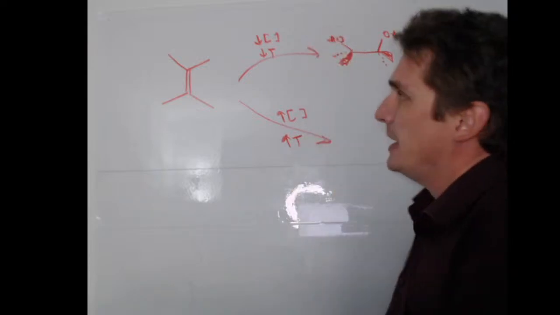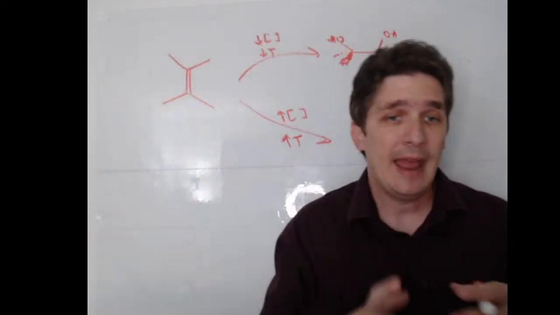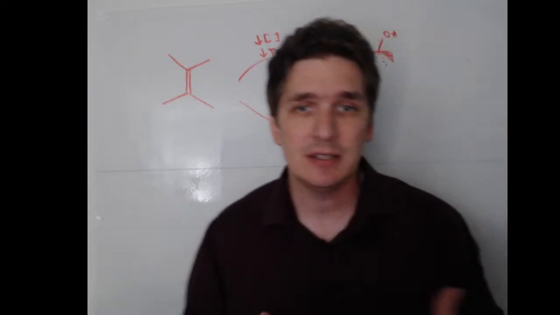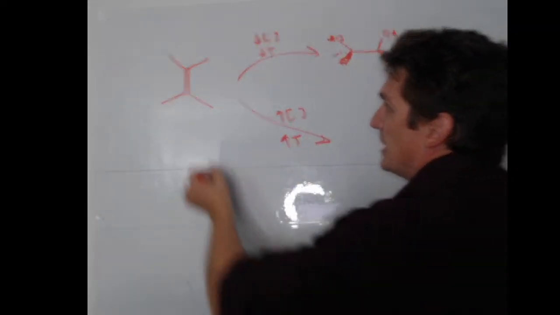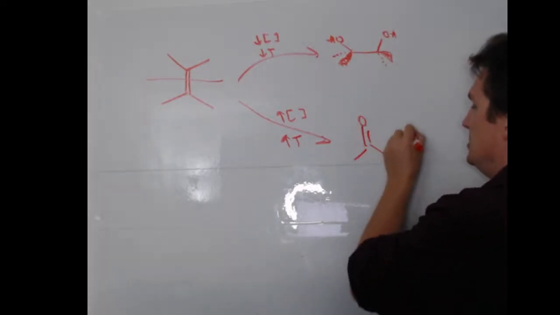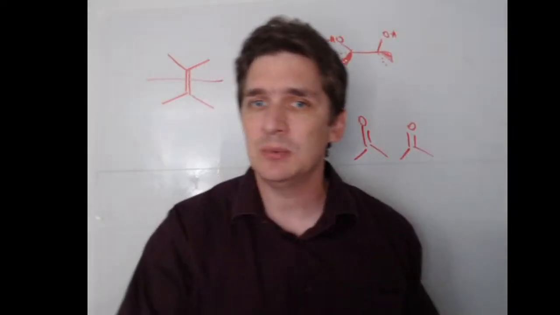So you get OH groups at both sides of the bond and they're on the same side. So if you had cyclohexene, that would be cis when it finished, not trans. If you go to high temperatures, high concentration, it actually ends up cleaving this bond altogether, and you end up getting 2 ketones or aldehydes depending on your double bond.